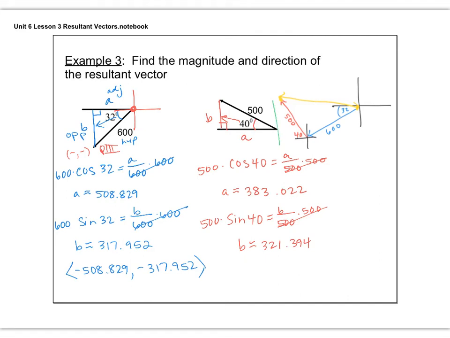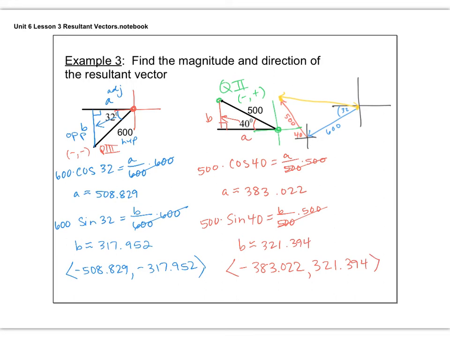Think about what quadrant we're in. If this is our origin right here, it looks like we are up here in quadrant 2. And in quadrant 2, it would be a negative x value, positive y value. So when I write my coordinate, it's going to be negative 383.022, comma, positive 321.394. Bam! We have our two vectors.